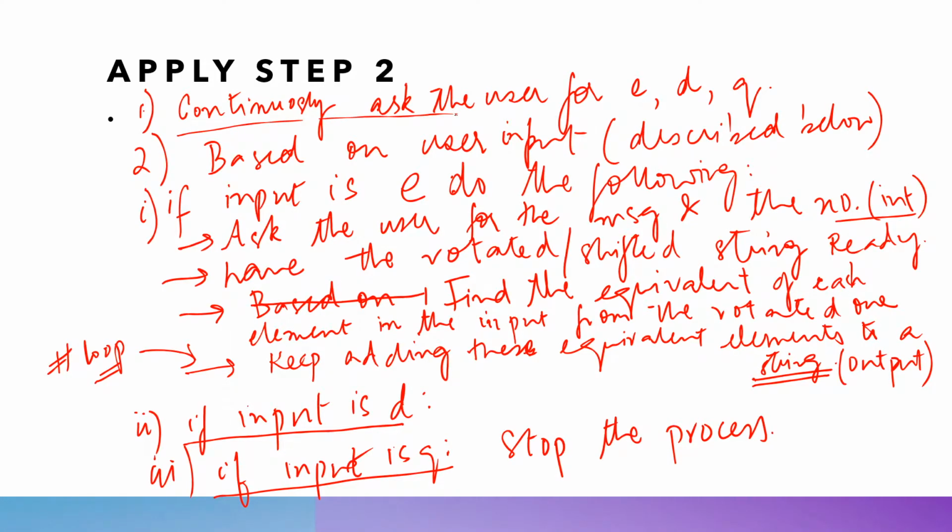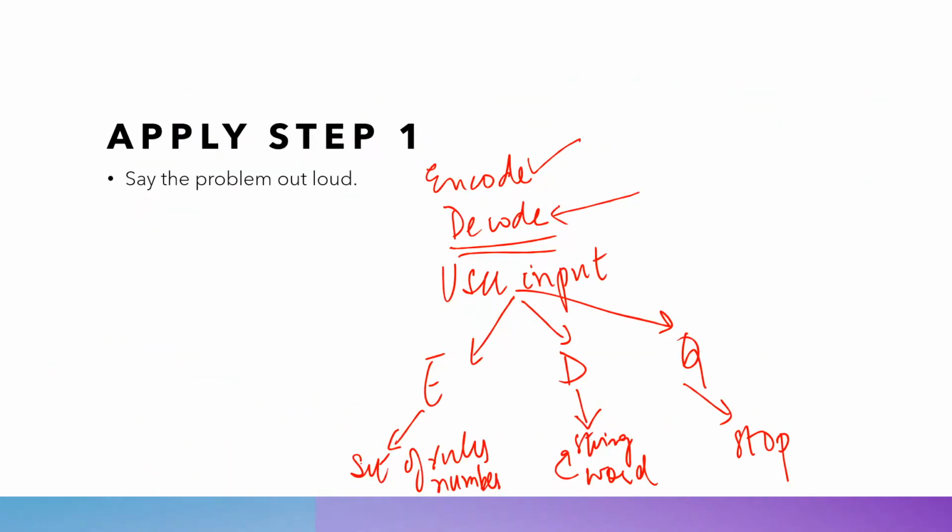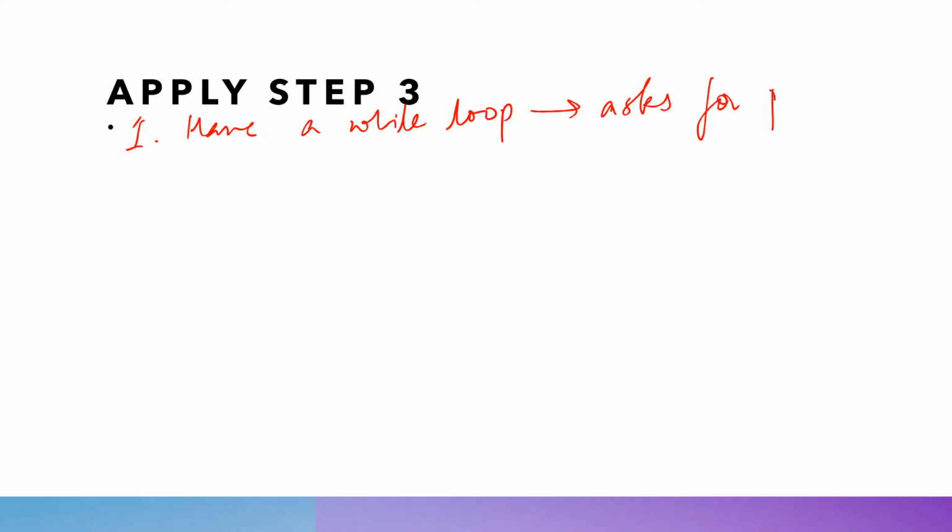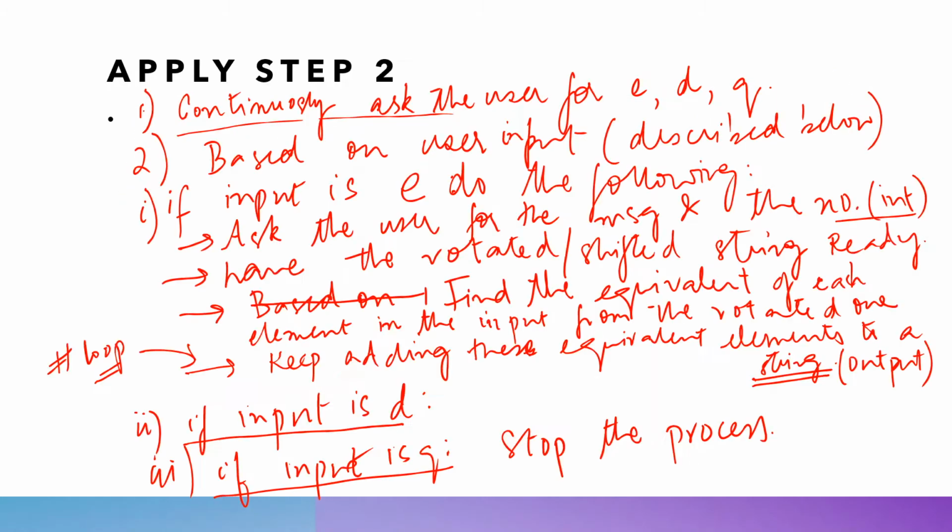So let's actually begin with an example. If I look at each of these, step 1 was asking the user for E, D, or Q. Oops, I'm going backwards. Instead of step 1, maybe have a more concrete statement saying to have a while loop that asks for the prompt. So that's going to be my step 1. Let's go back and see step 2. Based on the user input, if it's E, because that's what we are focusing on right now, ask the user for, okay, so good.